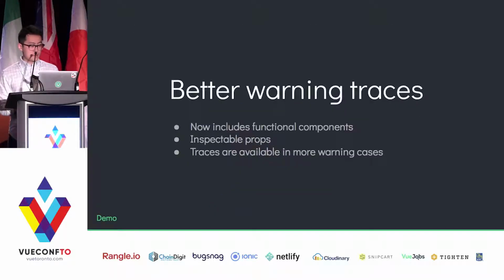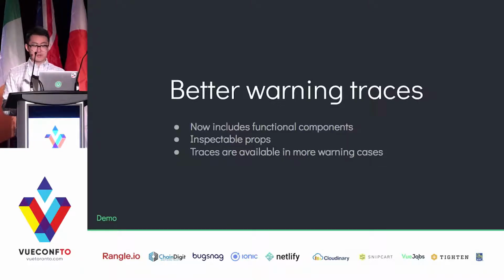And then we have better warning traces. Previously our warning traces, we do give you a nice component trace showing the hierarchy of the component that's currently triggering the warning, but it did not include functional components before, and we're doing that in 3. And inspectable props, so in the component trace you actually get interactive props that you can crack open and see what each component is receiving.